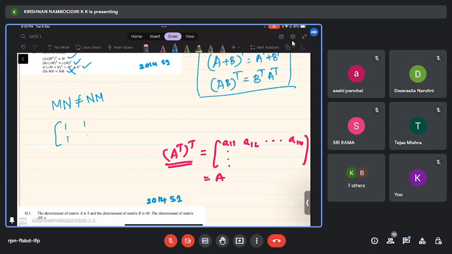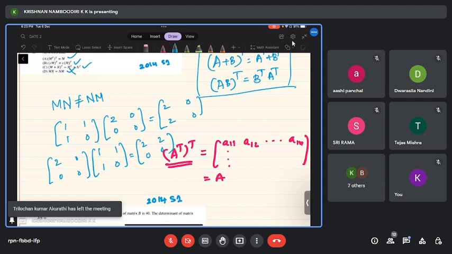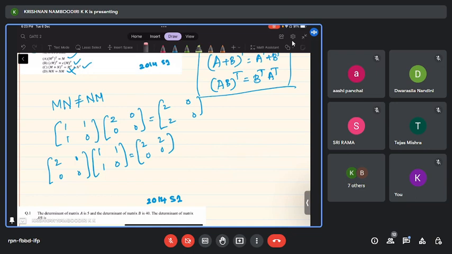Say 1, 1, 1, 0, and very easy matrices, 2, 0, 0, 0. What is this product? This is equal to 2, 0, 2, 0, correct? Instead of that, say I'm taking 2, 0, 0, 0 into 1, 1, 1, 0. What is this product? This is nothing but 2, 2, 0, 0, correct? So what does this mean? They are not equal. You can find some examples in which they are equal, but in general, they are not equal. M into N not equal to N into M in general.